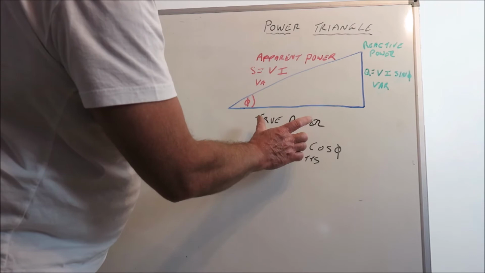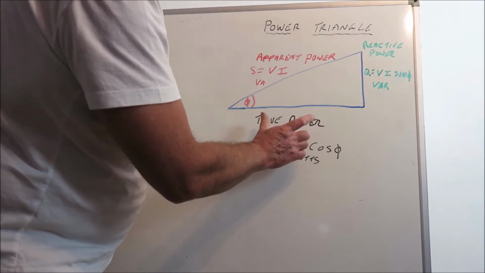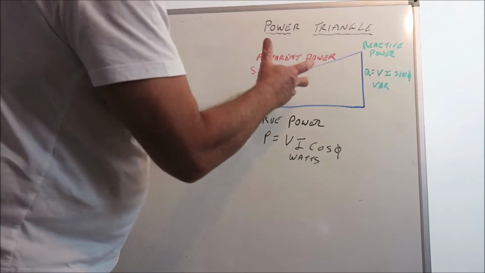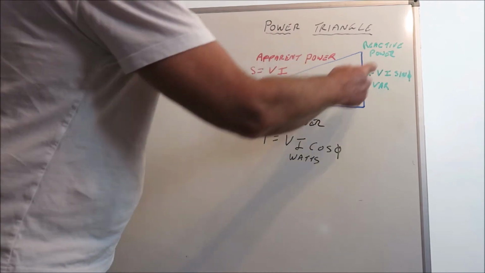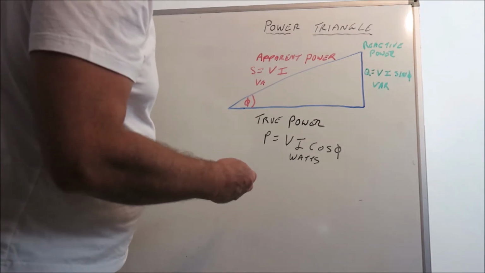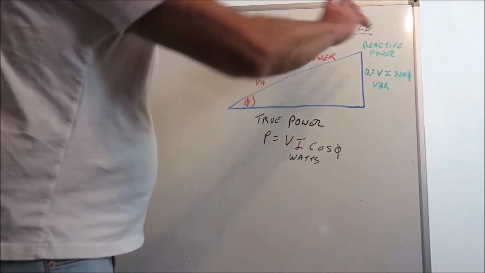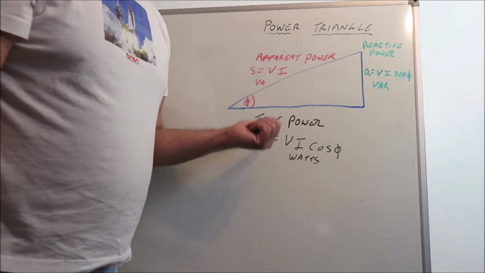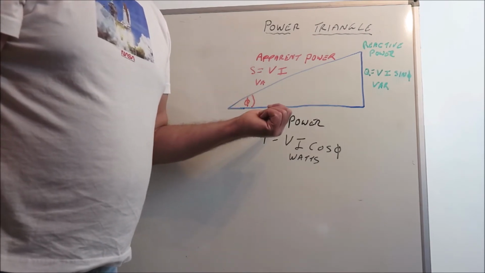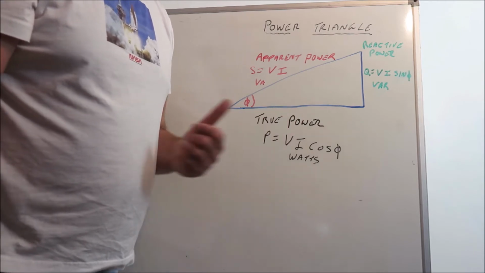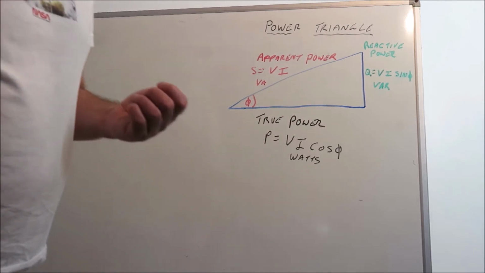So the true power is the usable power, the apparent power is the power that's apparent in the circuit, and the reactive power is the power that's used up in the magnetic fields. And we want to try and get that as small as we can. So that's the power triangle. But what we can do is use what's called the beer analogy to clarify this. And this will make these things a bit more clear.